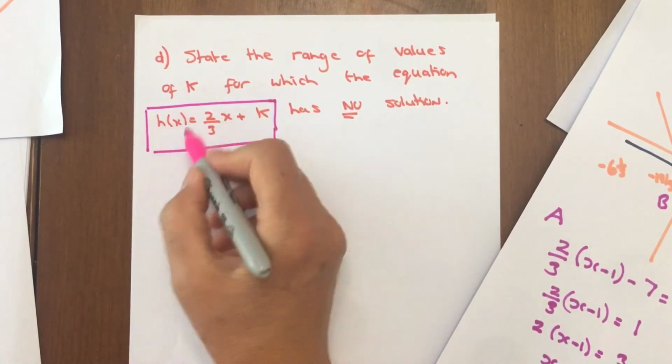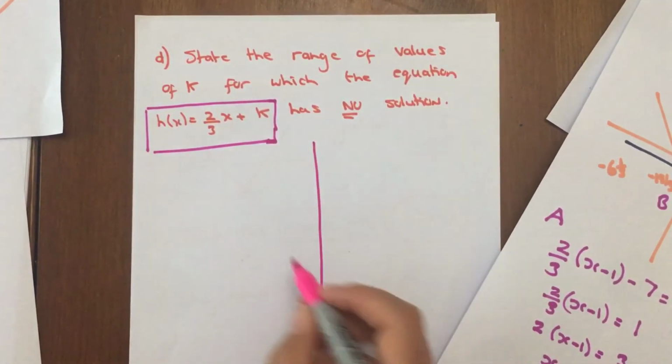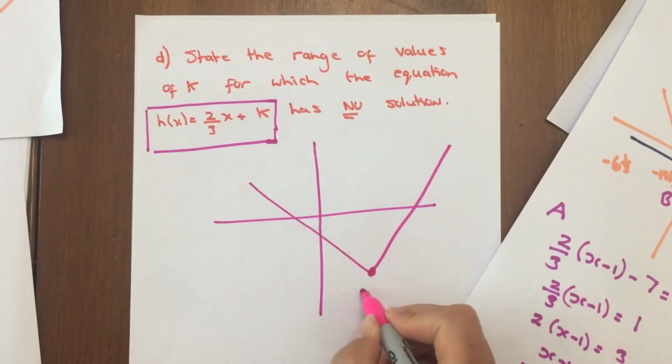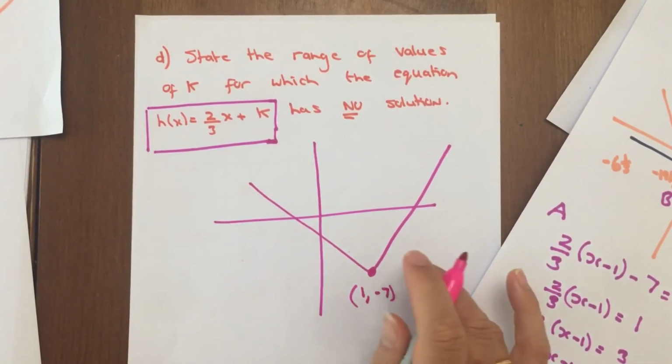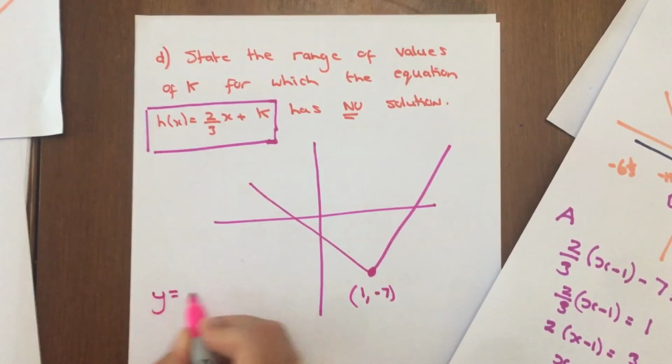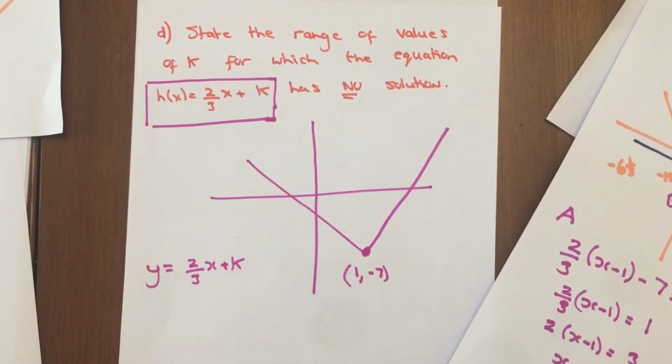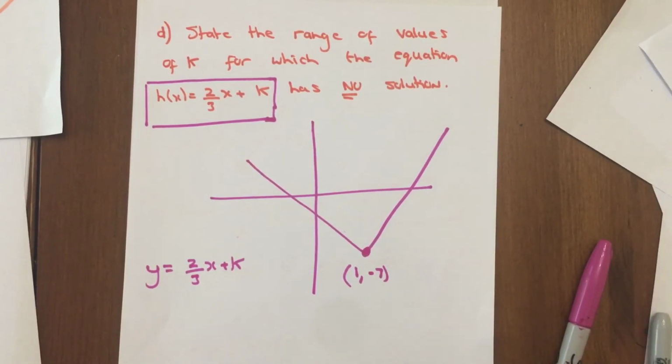You've got your h of x. You've already sketched h of x, and you already know what that looks like. It's here, with the minimum point 1, minus 7. And if I write down y equals 2/3 x plus k, it's asking you what's the range of values of k for which this line does not intersect this line. That's what it's asking you for. When does this line not intersect this line? What value of k? So pause the video and have a go at that. It's very similar to what I did with you in the first example.